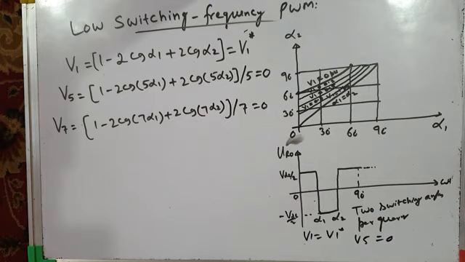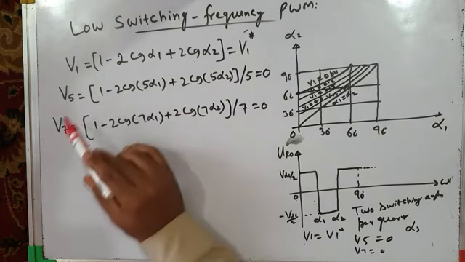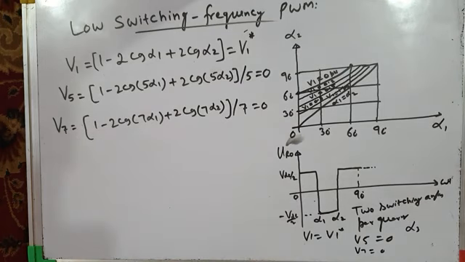And if you want V7 also equal to 0, then you will have three switching angles. You will have alpha 3 also. And then in that case, V7 will also be equal to 0. Fine. Now we have already studied in detail that if you want V1 equal to V1 star, V5 equal to 0 and V7 equal to 0, we know what are the curves which give V5 equal to 0 and what are the curves which give V7 equal to 0.